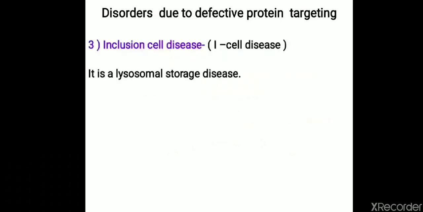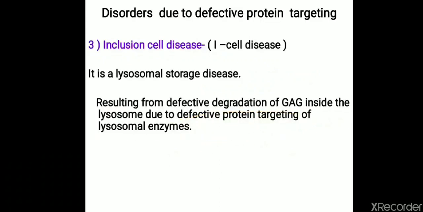Another type of protein targeting disorder is I-cell disease or inclusion cell disease. I-cell disease is a type of lysosomal storage disease, resulting from defective degradation of glycosaminoglycans inside the lysosome. These degradations are mediated by certain lysosomal enzymes, and in I-cell disease there is a protein targeting defect for these lysosomal enzymes. So the lysosomal enzymes do not reach the lysosome. As a result, glycosaminoglycans accumulate inside the lysosome, and all lysosome-containing organs are affected. It produces multi-organ failure, and that condition is known as I-cell disease or inclusion cell disease.